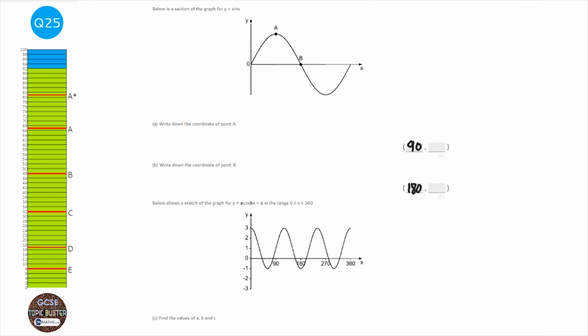Now at point A, all sine and cos waves go up to 1, so sine goes up to 1, and point B is at 0. That's a nice easy one. Now this second one is much harder.